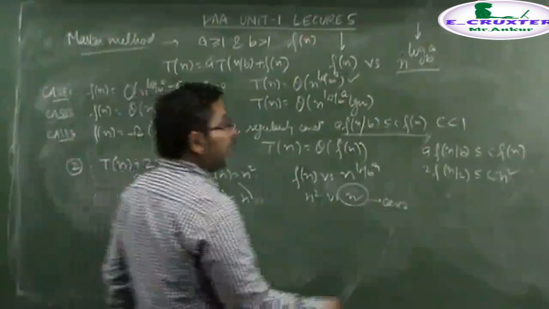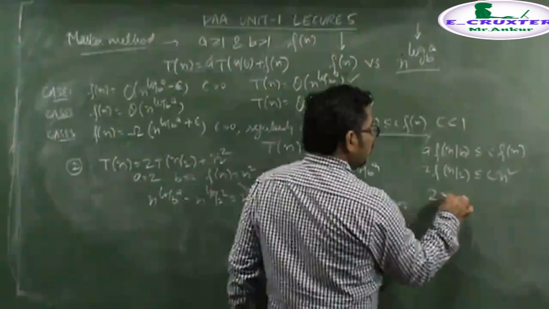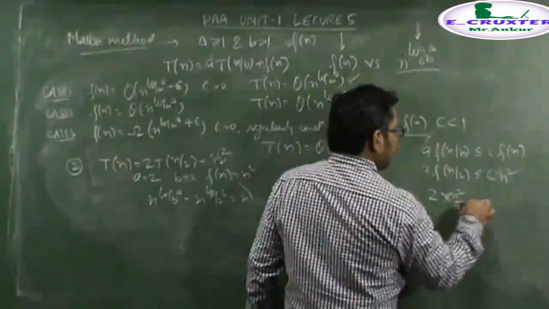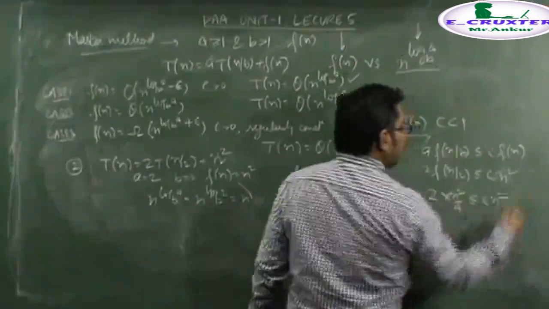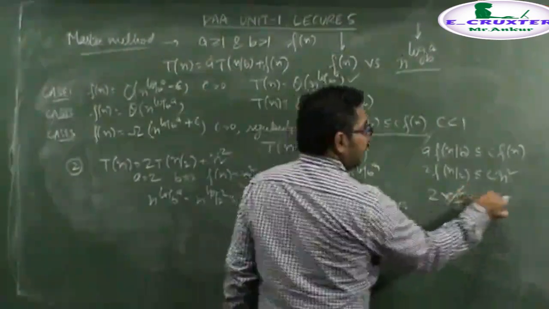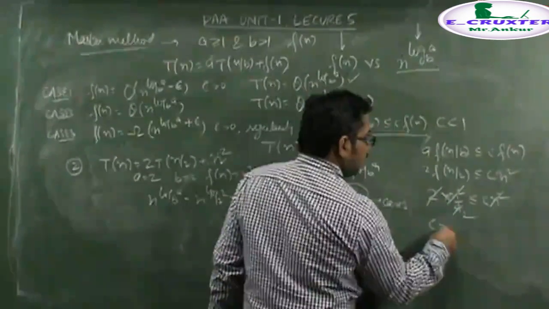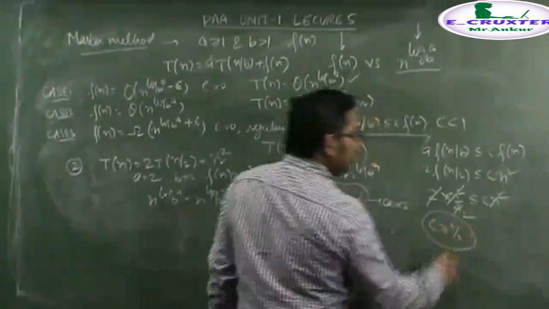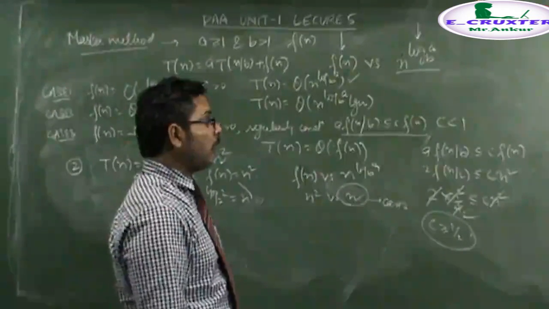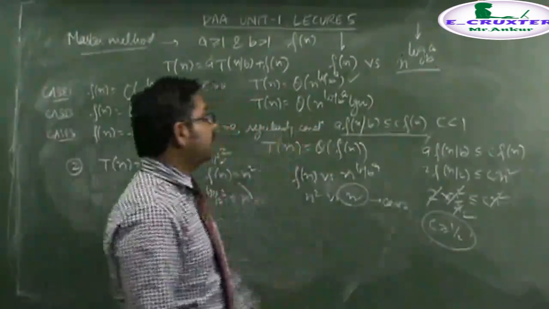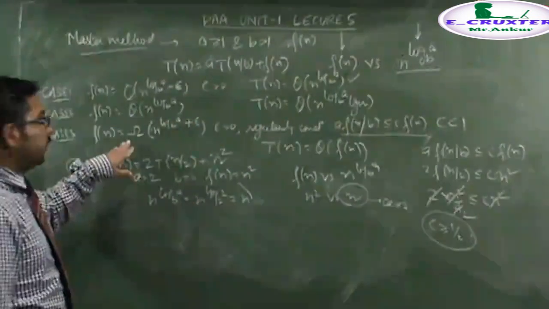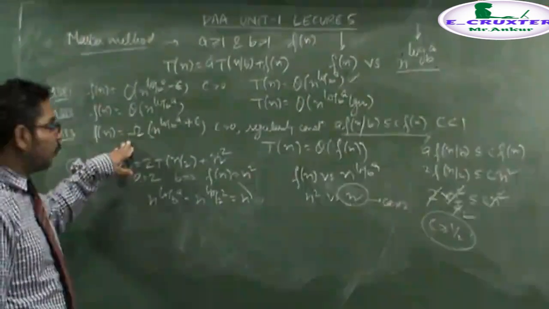Now substituting here, it will be 2 times of n square by 4 should be less than or equal to C times of n square. n square is cancelled by n square, 4 is cancelled by 2, and C is greater than or equal to half. That is, if we take C is equal to half, then this regularity condition is satisfied. Hence we say case 3 can be applied in this problem.